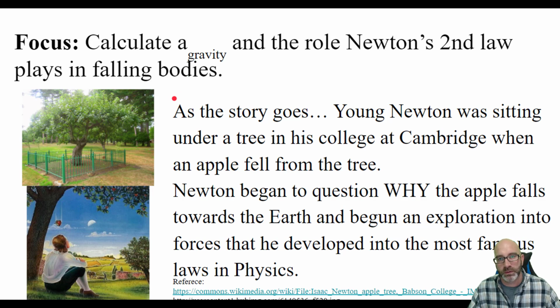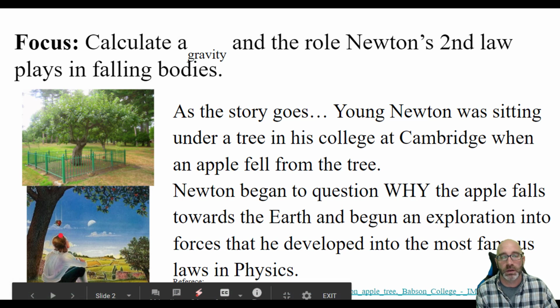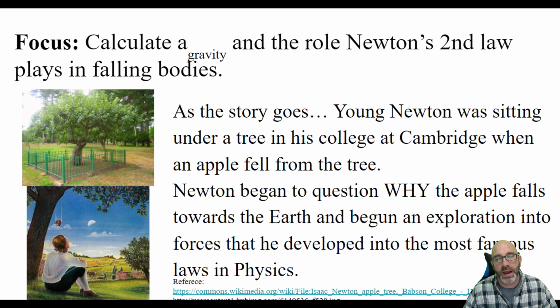So, as the story goes, a young Isaac Newton is at college in Cambridge, which is in England. And he's sitting under an apple tree. And that tree actually does exist in Cambridge. I got to see it. Cute little fence. And that was a cool moment for me. But the story goes that an apple fell on Newton's head. And he started to question why apples fall towards the center of the earth and don't move in any direction that they want. And he started to develop laws based on these ideas.